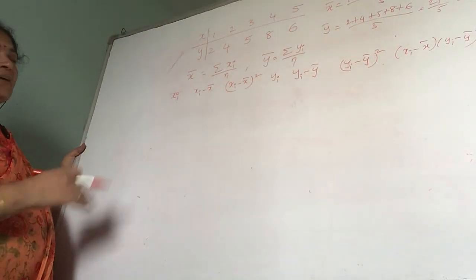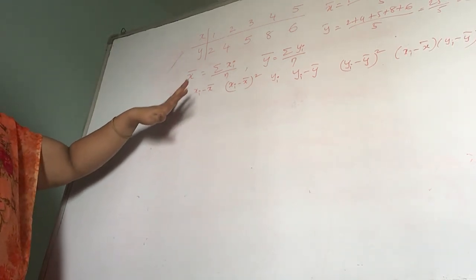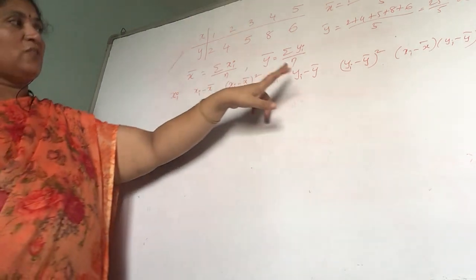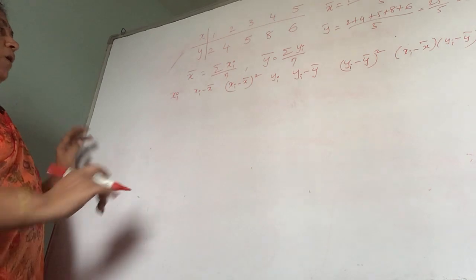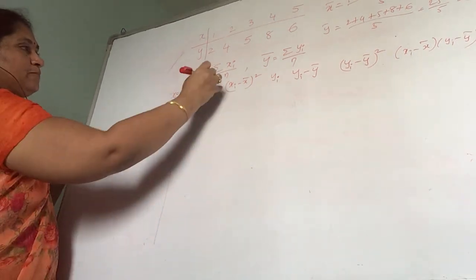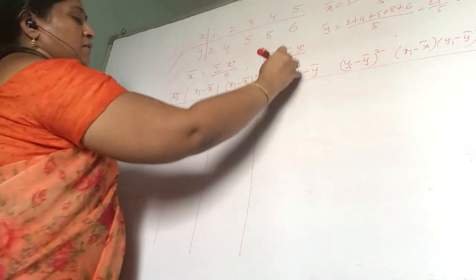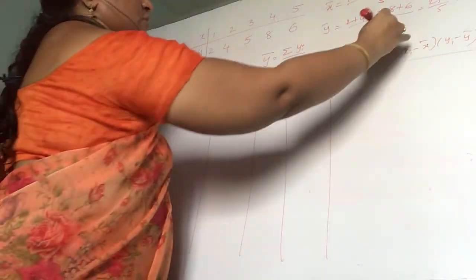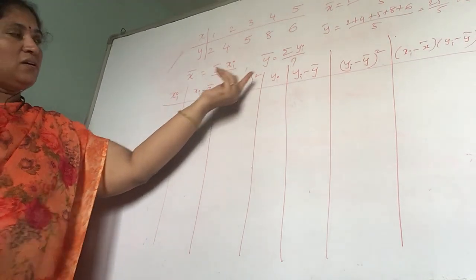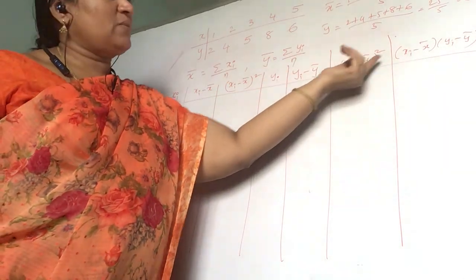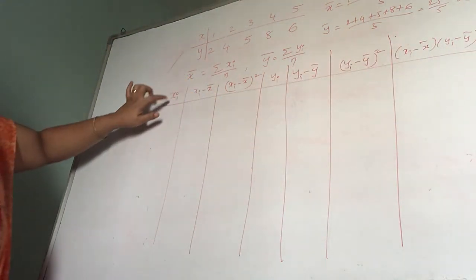Okay, x bar and y bar we calculated. Based on these x bar and y bar, we calculate xi minus x bar whole square values, yi minus y bar whole square values. Next, the product. For calculating the coefficient of correlation, we have to find summation of xi minus x bar whole square, summation of yi minus y bar whole square, and summation of xi minus x bar into yi minus y bar. First, note down the xi values.